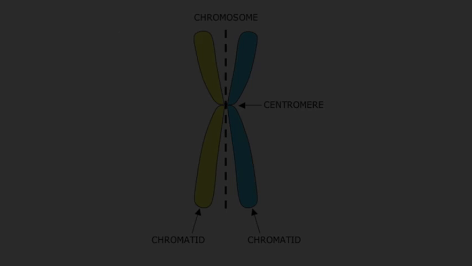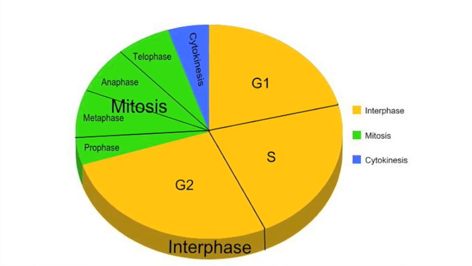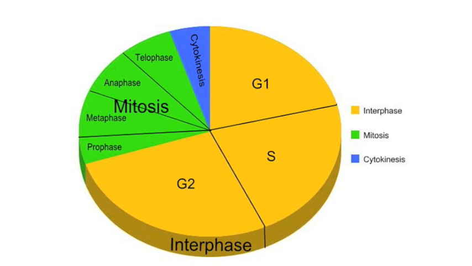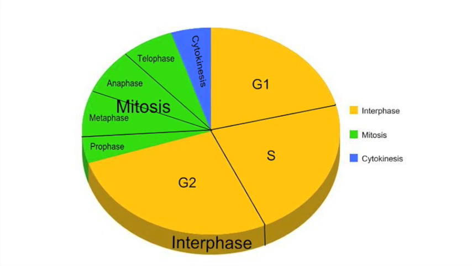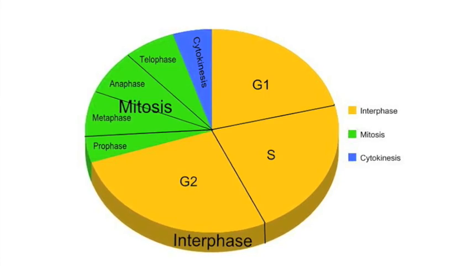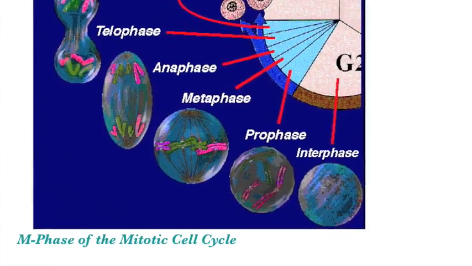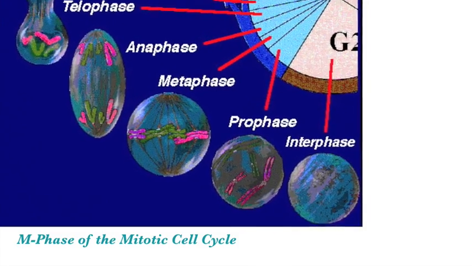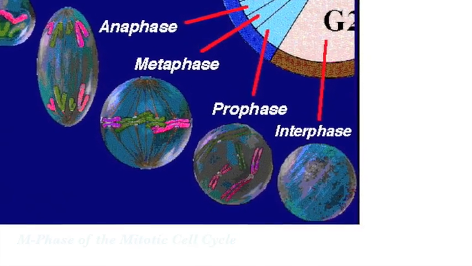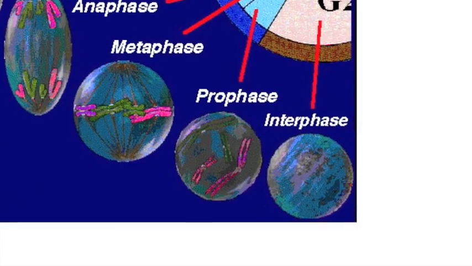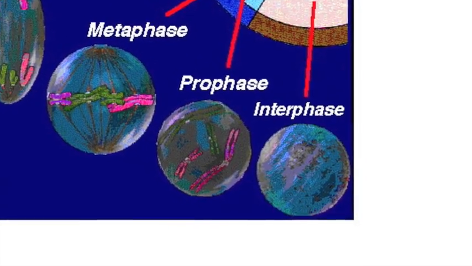Before a cell enters mitosis and the M phase of the cell cycle, it spends most of its time in interphase, which includes the G1, S, and G2 stages. Only after the chromosomes are replicated and the cell is made ready for division does it enter the M phase, where mitosis takes place. In the M phase, a cell goes through prophase, metaphase, anaphase, telophase, and finally cytokinesis, when two new cells are formed and the cycle continues. Now let's take a closer look.